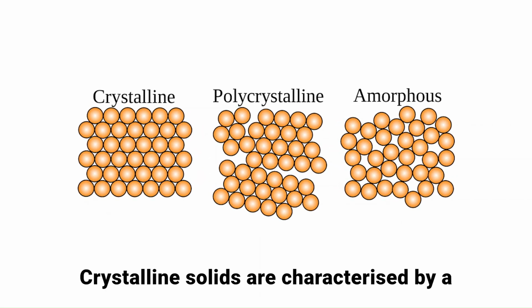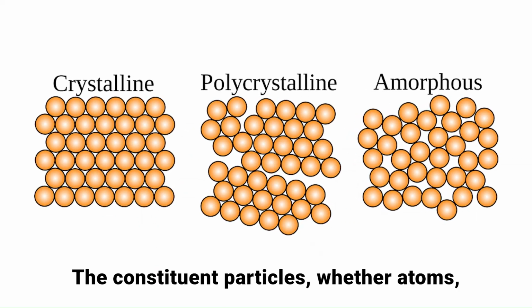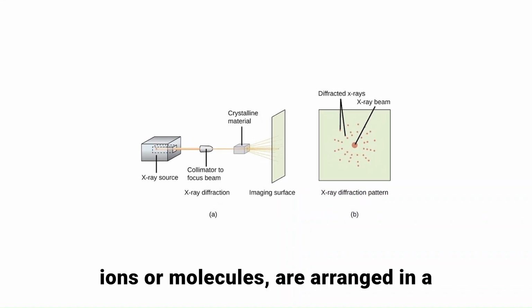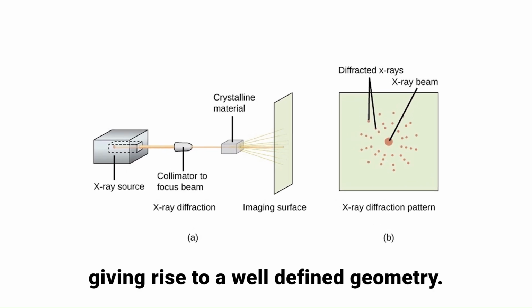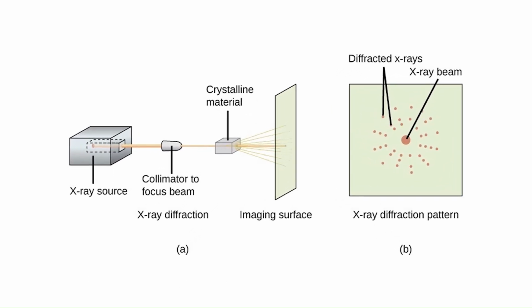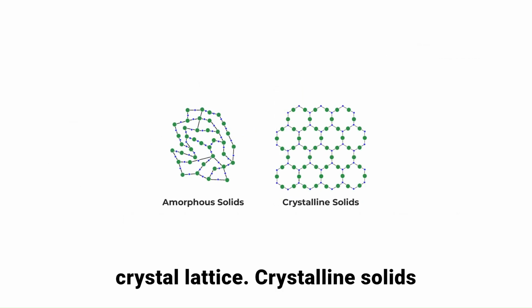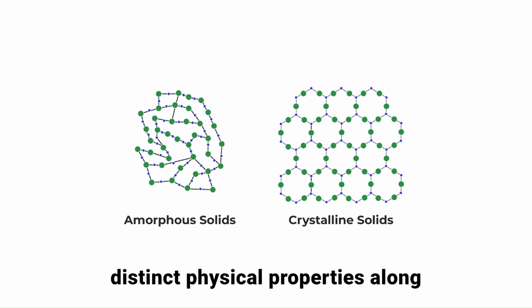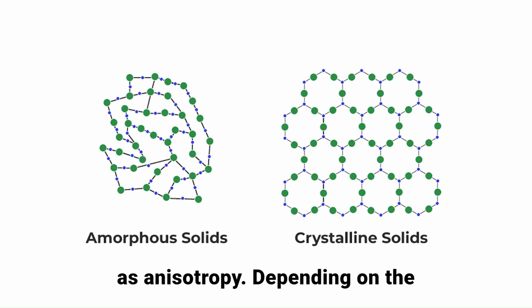Crystalline solids are characterized by a highly ordered arrangement of particles. The constituent particles, whether atoms, ions, or molecules, are arranged in a repeating pattern over a long range, giving rise to a well-defined geometry. This orderly arrangement is known as a crystal lattice. Crystalline solids exhibit a sharp melting point and distinct physical properties along different directions, a phenomenon known as anisotropy.